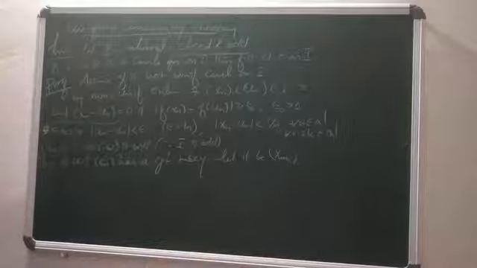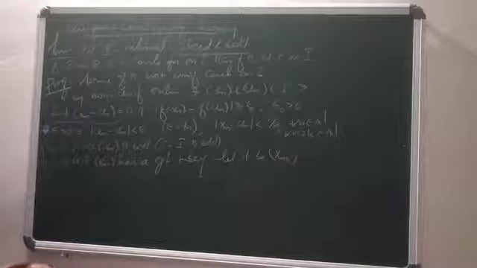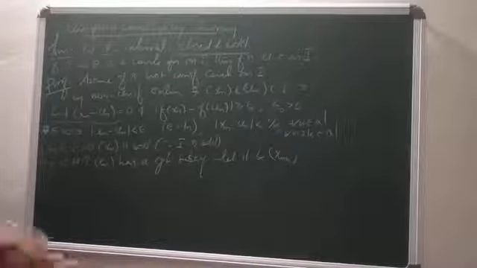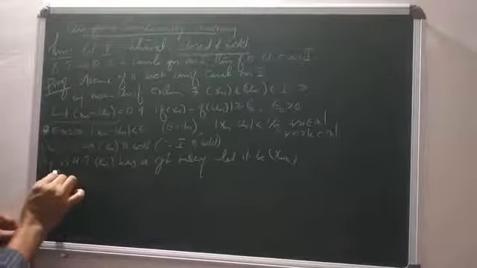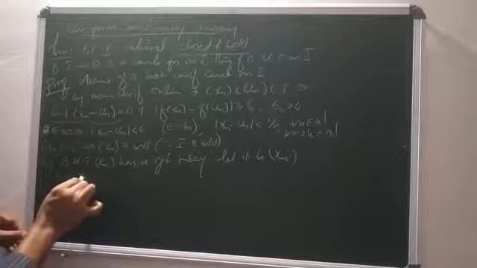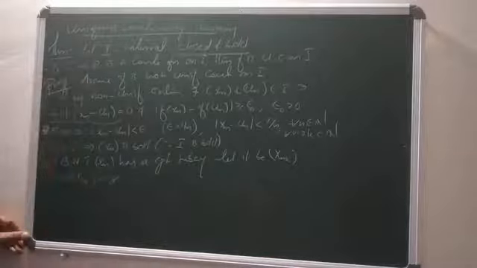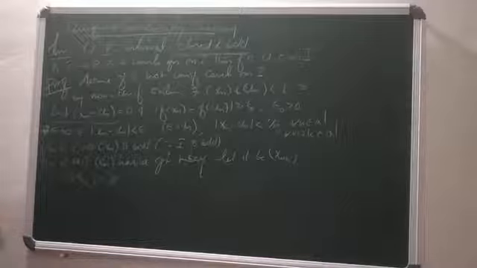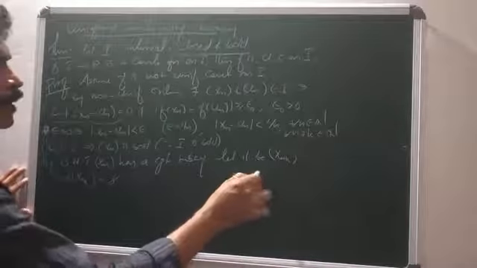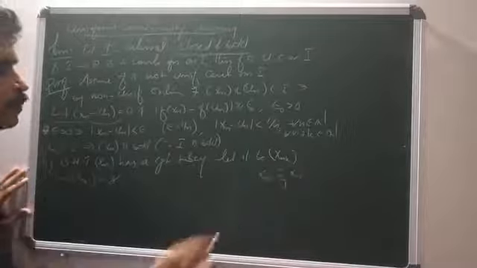So let x_nk be a convergent subsequence of x_n. A convergent subsequence means the limit of x_nk exists. So let's suppose the limit of x_nk equals z. But what is x_nk? x_nk is a subsequence of x_n.